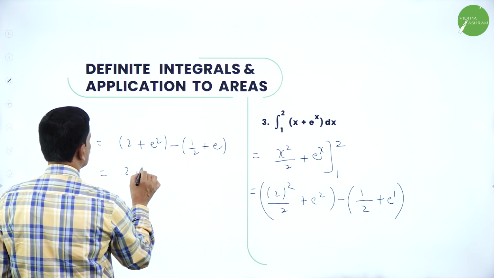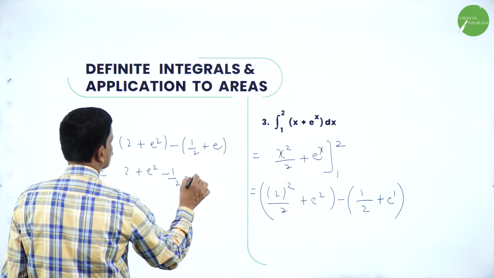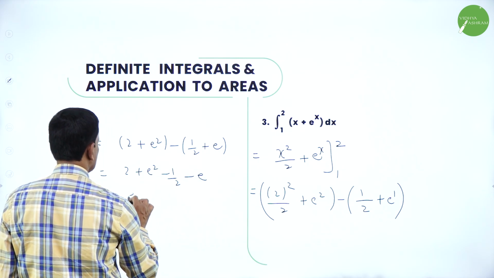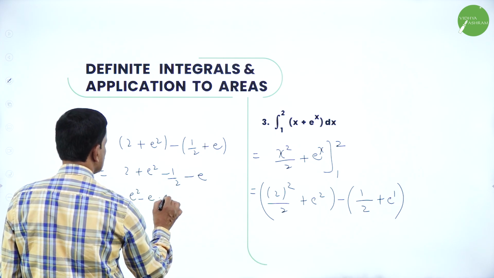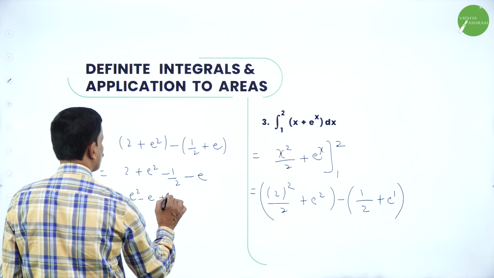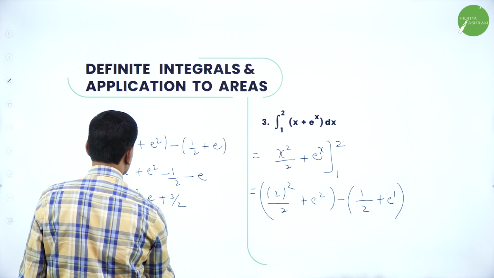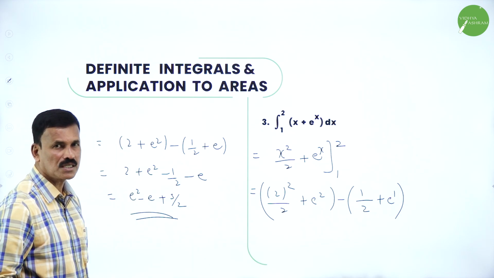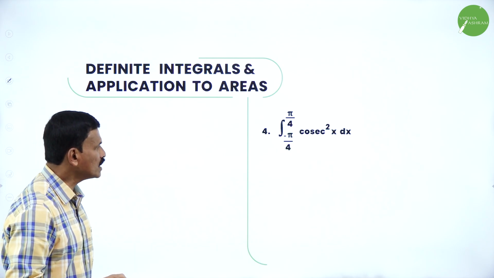So this is 2 plus (e square minus 1) by (2 minus e). So you can write e square minus e as it is, plus, take LCM 2, 2 to the 4 minus 1 is 3 by 2. So e square minus e plus 3 by 2 is the integrated answer. Okay. Now move on to the next problem.